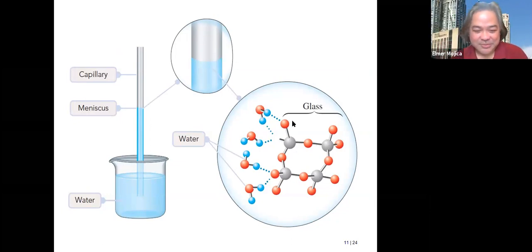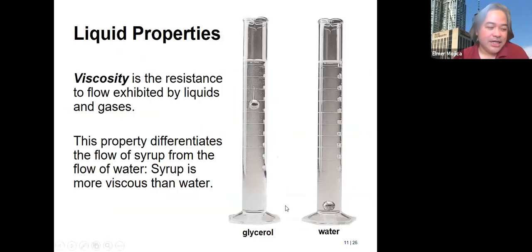Okay, and that was reported to walk on water. Okay, now another property that we have in terms of the liquid is the so-called viscosity. So this is the resistance to flow exhibited by liquids and gases.